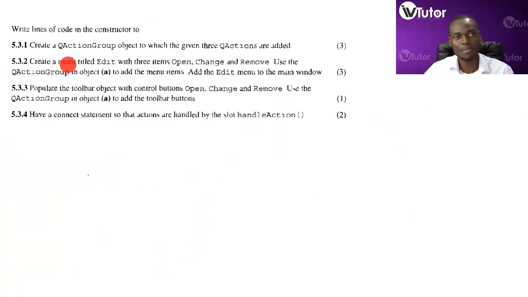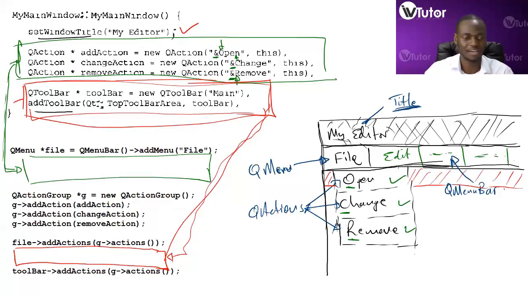5.3.2, create a menu titled edit. Okay, so this is actually called edit, not file. So let's just align that to our question. So we are saying this is called edit. So this should be called edit, which means we can come back and modify this line to call it edit, and here this should be edit. And then we can go here and say edit.